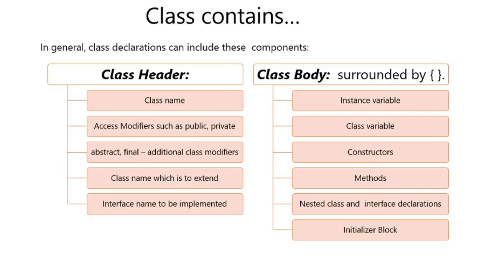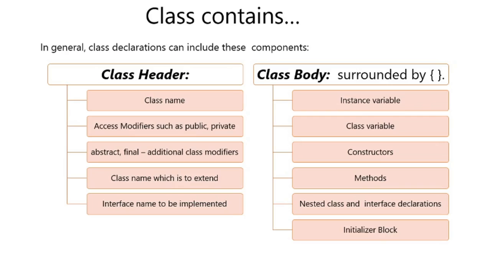and then name of the class which is to be extended, that means if you want to implement the inheritance, then you can specify the name of the class to be extended, and then name of the interface which is to be implemented in the current class. So you can write these parts in the class header.